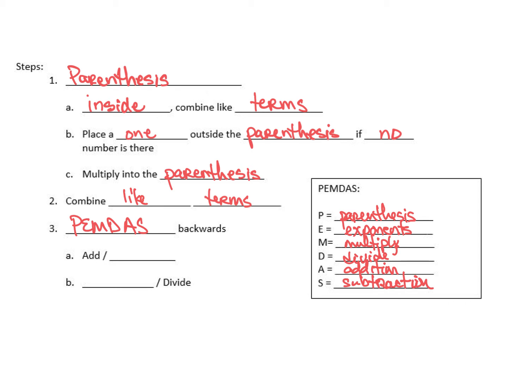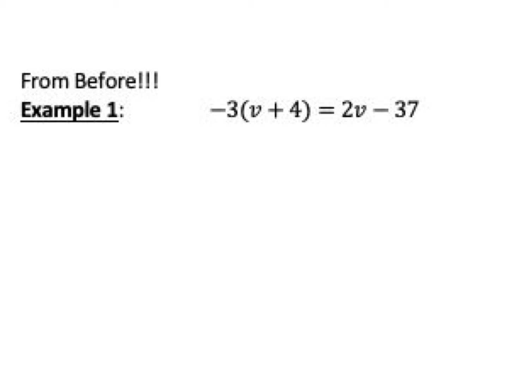Okay. And so the way that we do PEMDAS backwards, we're going to make sure and we're going to look and see if it's add or subtract. We're going to do those first, and we're going to do opposites. And then we are going to look at multiply and divide after. So we've been solving equations just like before, okay? And so remember that.